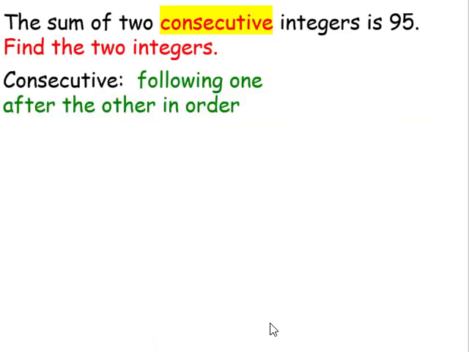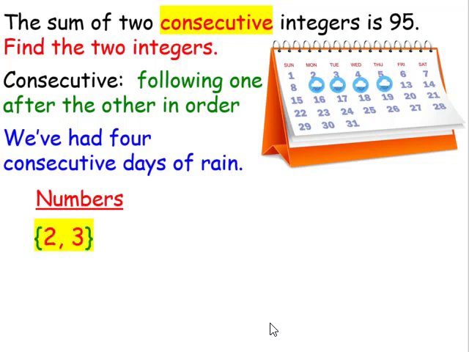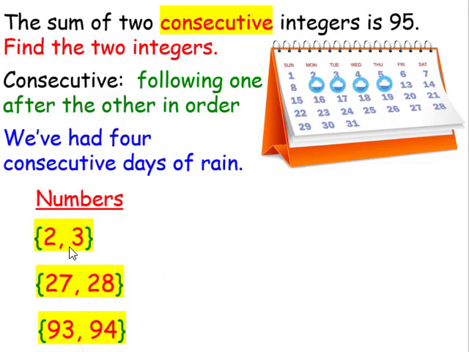In this next problem, I would like to go over the word consecutive first. Consecutive: following one after the other in order. An example of this is we had 4 consecutive days of rain. In numbers, consecutive would mean 2 and 3 possibly, 27, 28, 93, and 94. Notice these numbers come right after the other in either direction. If we're counting up, 2, then 3. If we're counting down, 3, then 2.